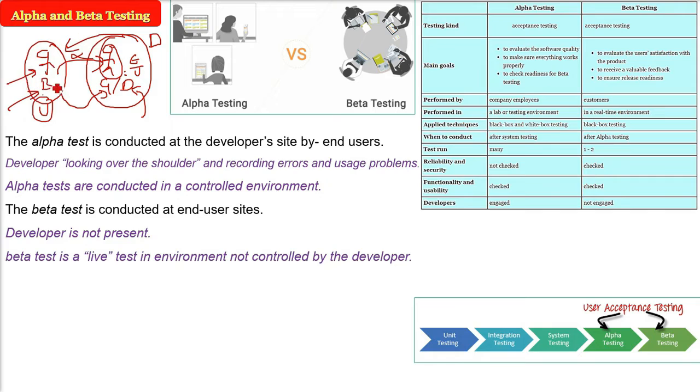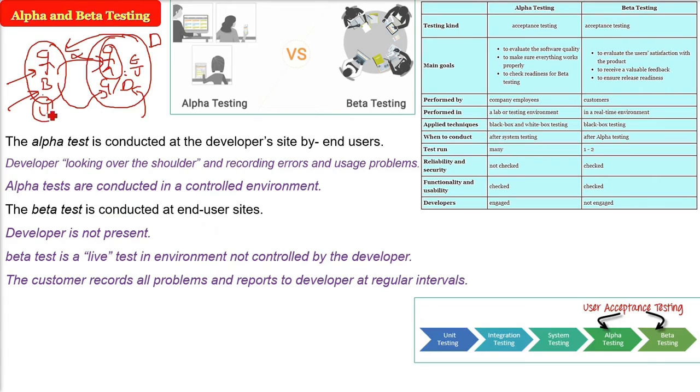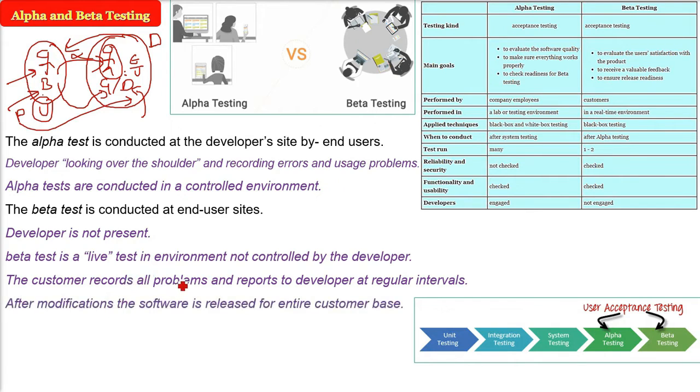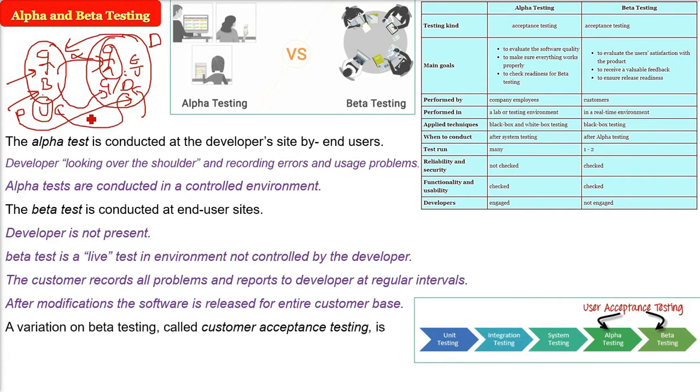Beta test is actually a live test in an environment not controlled by the developer, because in beta testing no developer is present, only the user is present. So the Bangalore people, the users, are going to test without the presence of the developer. The customer will record all the problems and report to the developer at regular intervals of time. And after the modification, the software is released to the entire customer base, not only to these customers at Bangalore, maybe at Los Angeles, maybe at Quebec.